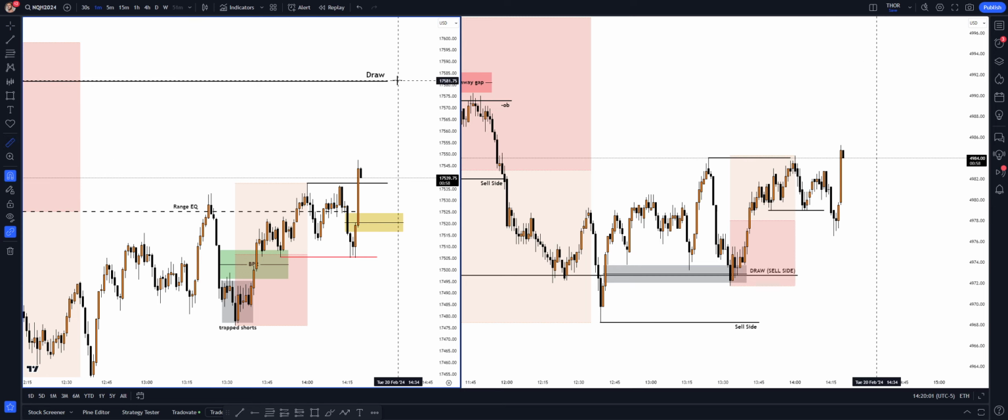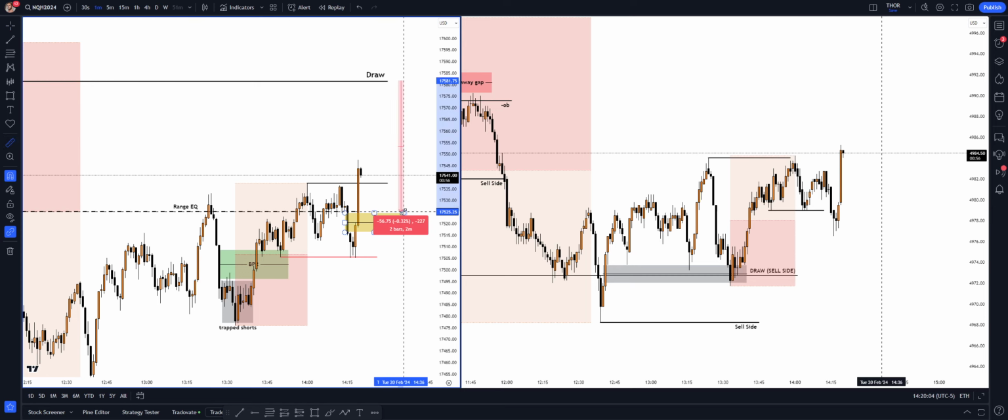Let's take a look at the risk there. 56, 60 handle.